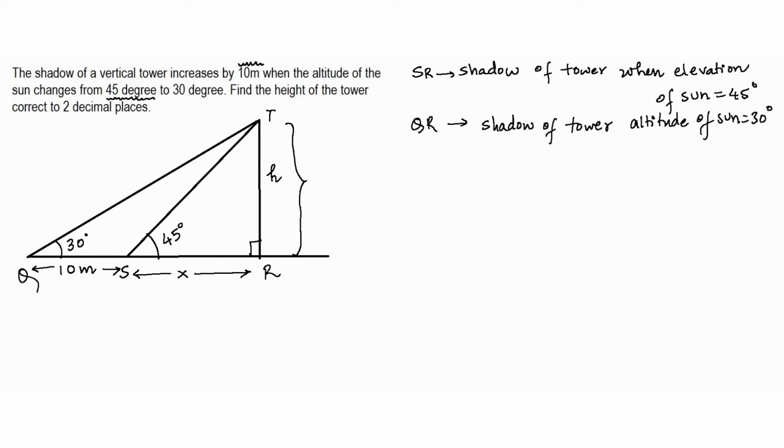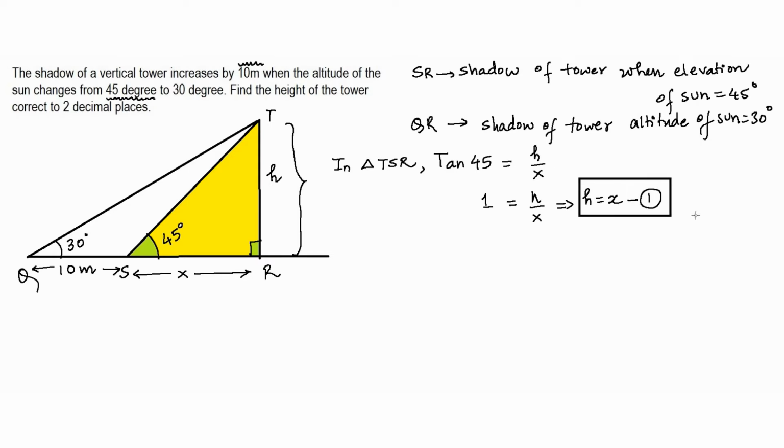So now I am first going to take up triangle TSR. I know that it is a right angle triangle. I can apply trigonometry. So in triangle TSR, with respect to 45 degrees, H is the opposite side and X is the adjacent side. That means tan 45 is going to be H upon X, of which tan 45 is 1. So 1 is equal to H upon X, which implies H is equal to X. This is the first relation that is going to be of use to me.